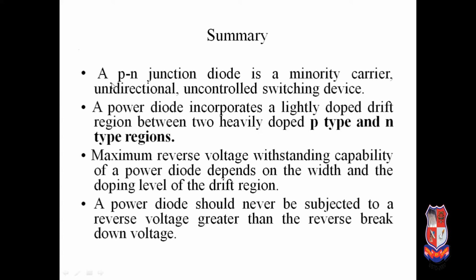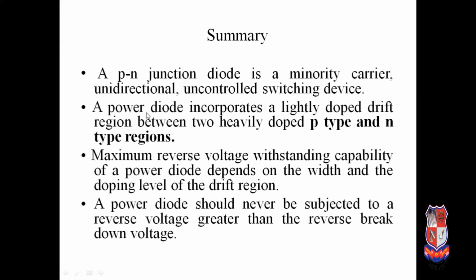So the first point is the PN junction diode is a minority carrier, unidirectional, uncontrolled switching device. So what is a diode? A diode is basically an uncontrolled device in which you find minority carriers and majority carriers, and which is uncontrolled. What is the meaning of uncontrolled? That means whatever input you give to the diode, accordingly you get the output. That means there is no gate terminal. You are not allowed to control your output by changing the pulse or anything else. So whatever input is subjected to the PN diode, accordingly you get the output. That is nothing but the PN junction diode, the normal diode.